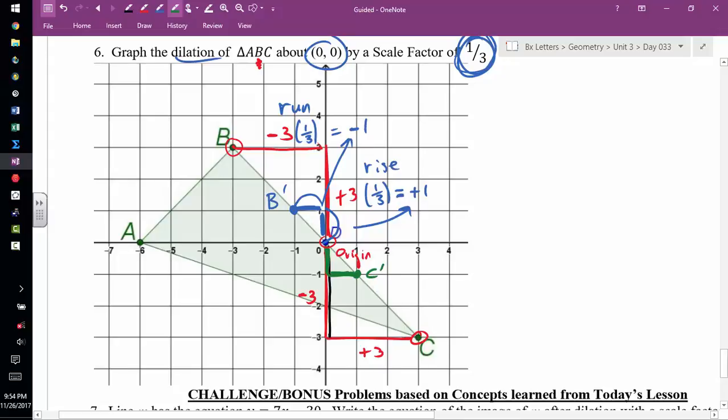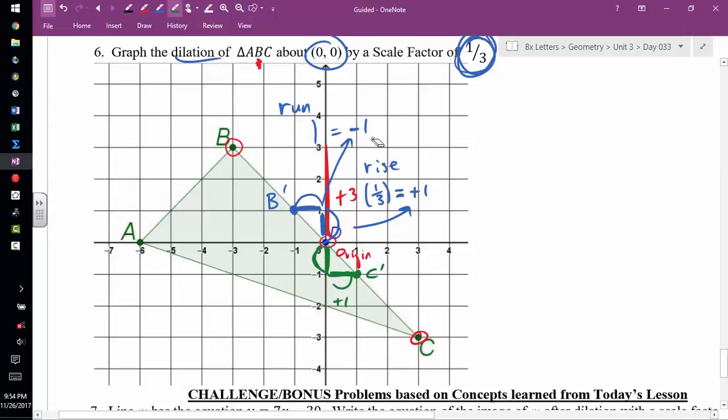And you might not believe me, so we'll do the same method. We'll multiply our rise by the scale factor and our run by the scale factor. And you can see that becomes -1 and +1. And that's where we're getting the go down 1 and go to the right 1. So we get that point here for C prime. And I'm going to clean this up just a little bit so you can pause, and if you need to think about that, you can pause and take a look.